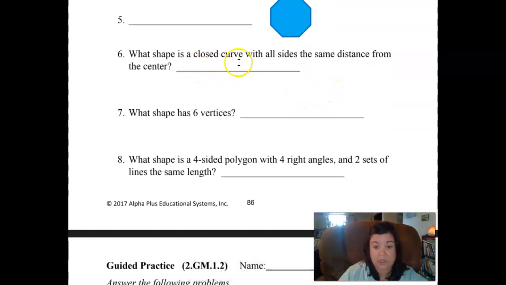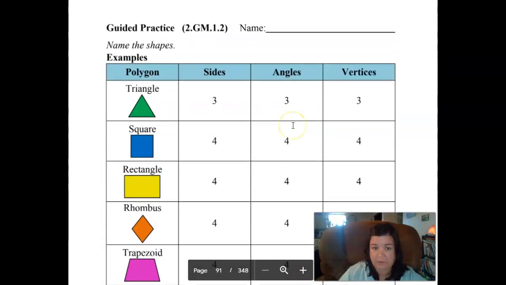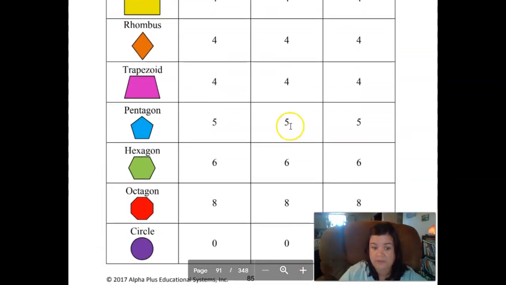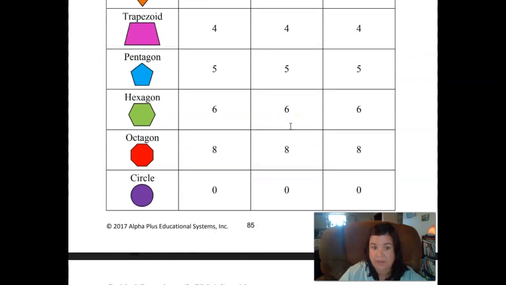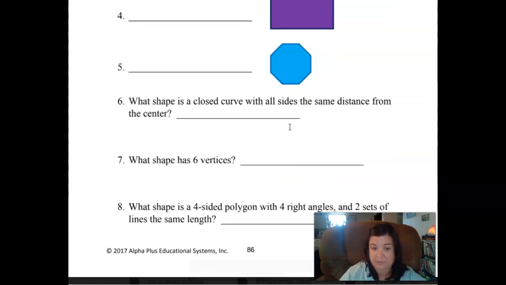What shape is a closed curve with all sides the same distance from the center? Ooh, what was that one? See if you can get it from our reference sheet. And if you can't, it was in our definitions I read. You can rewind the video back to where I was reading definitions and talked about this one. A closed curve. Do you know what a curve is? If you know what a curve is, that tells you your answer. Okay, so pause the video and write the word. It'll be the name of the shape. What is it? Pause the video now and write on your whiteboard.